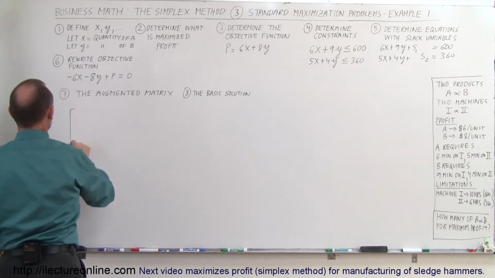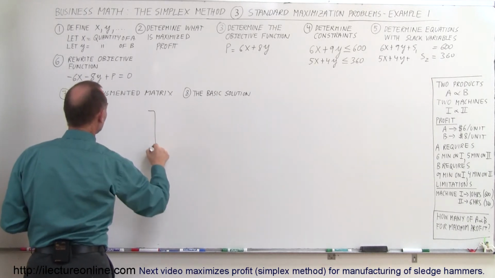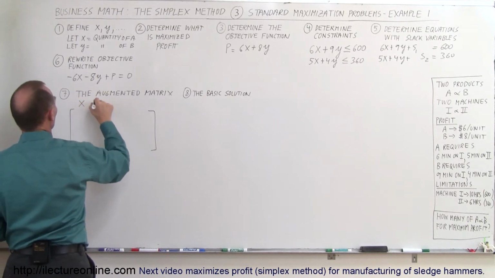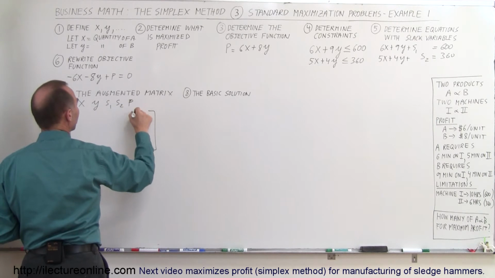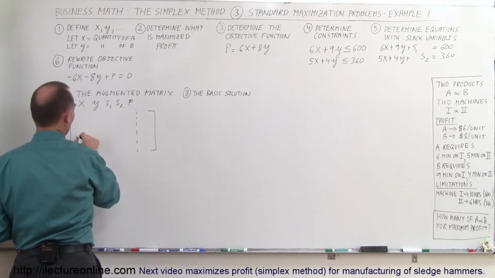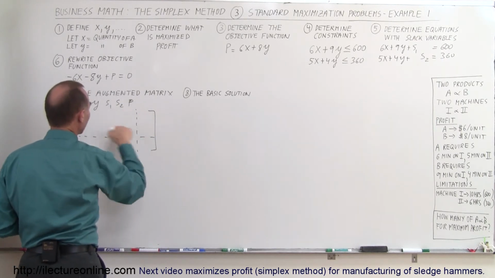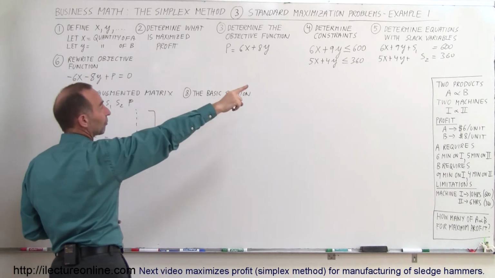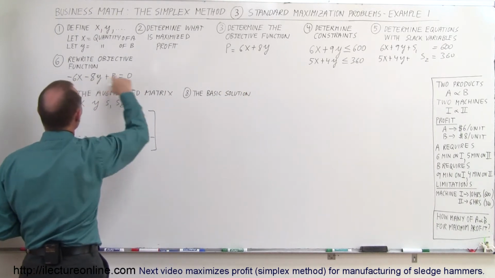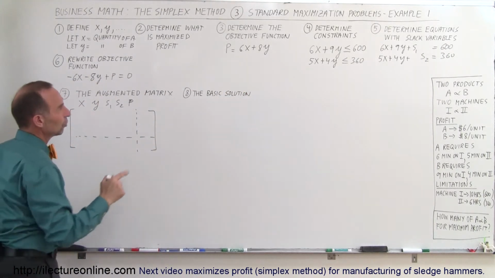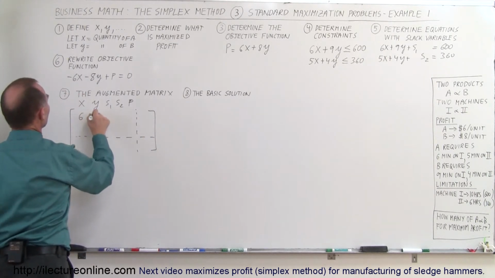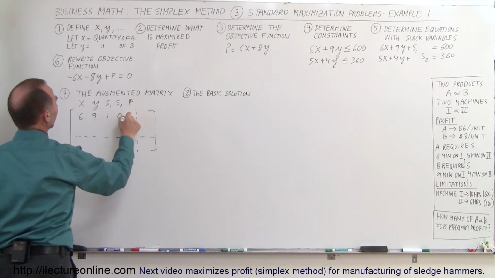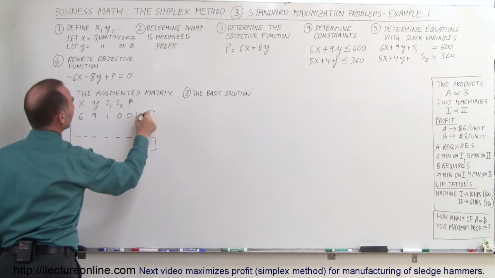So our augmented matrix will look like this. We'll have the variables x, y, s1, s2, p (profit), and then a constant, and we'll have 3 rows of this: 2 for the equations from the constraints, and 1 equation from the objective function. So now we plug in the coefficients of x, y, and the slack variables. So 6, 9, 1, 0, 0, and that would equal 600.